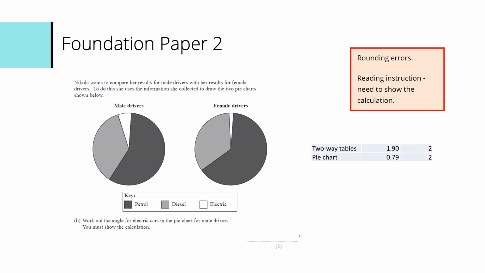Some students used their protractors and said that their protractor was the way that they'd done it. They wrote that their calculation was to use their protractor and classed that as their working out. So making sure students understand what the expectation is with that kind of question.